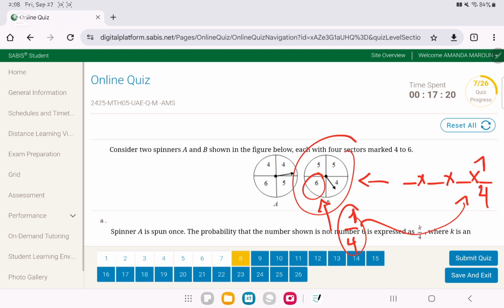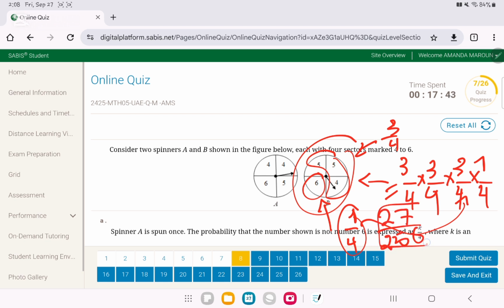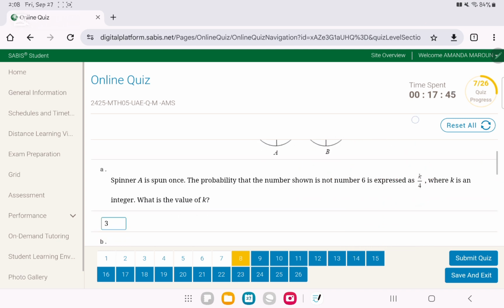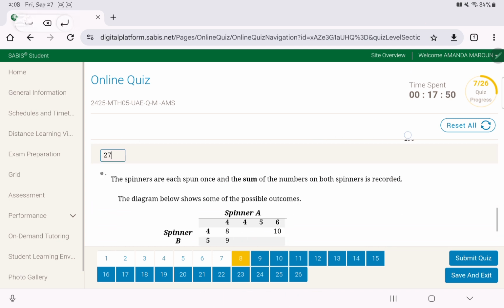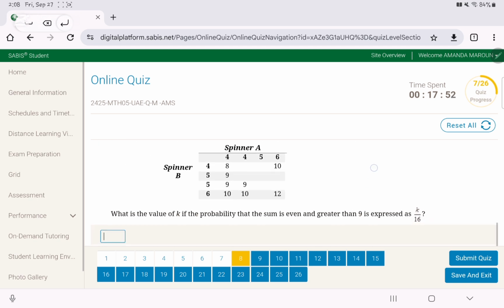Then, the other ones, he got not 6. So what is the probability of not getting 6? 3 out of 4. So 3 out of 4 times 3 out of 4 times 3 out of 4 times 1 over 4. When you multiply it, I'm pretty sure calculators are allowed, you are going to get 27 over 256. So the answer here for k is 27. Now when I finish, I will repeat it all.